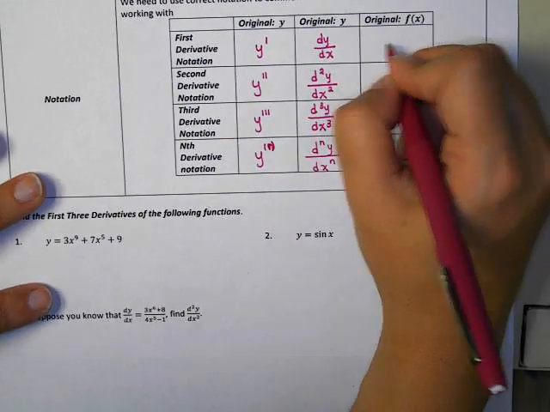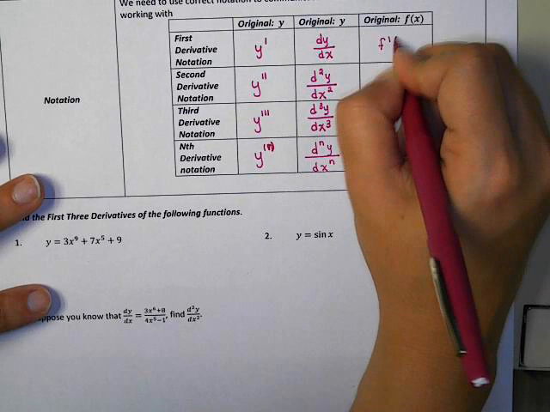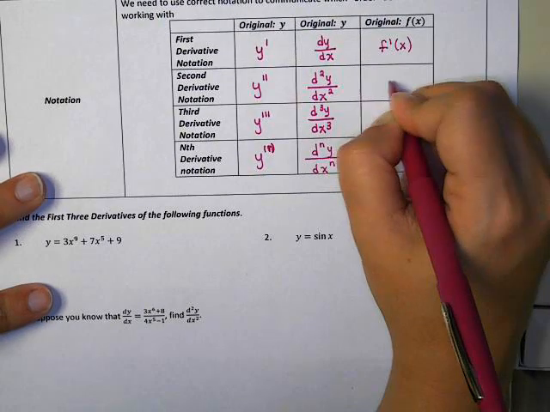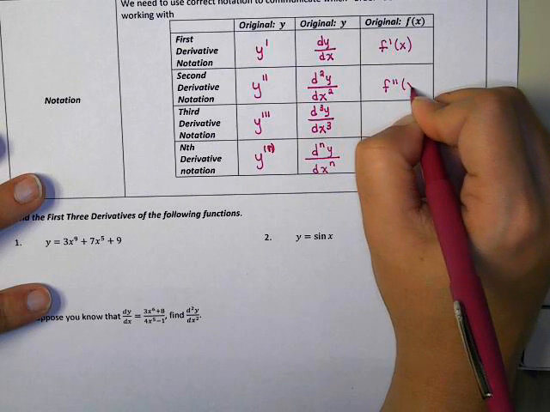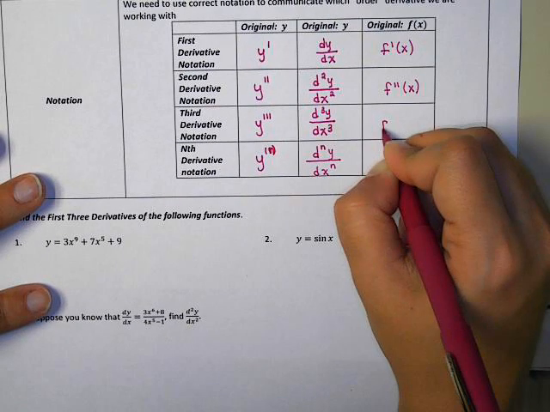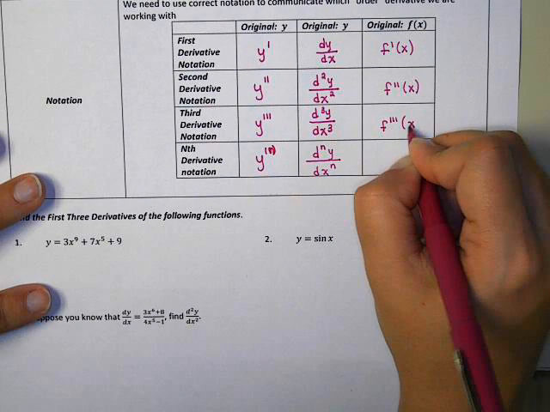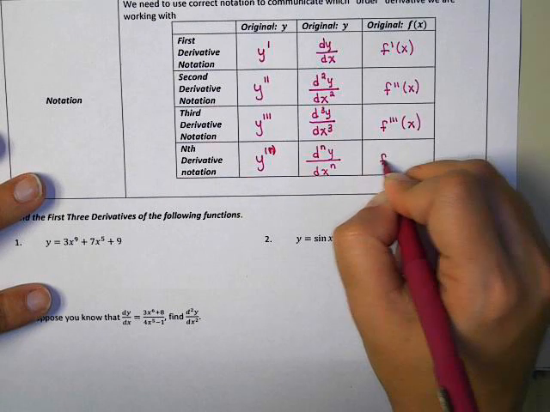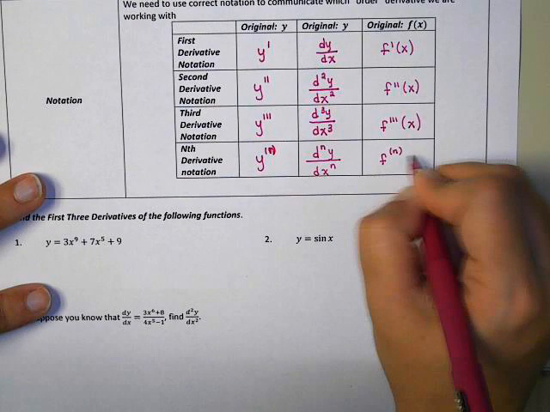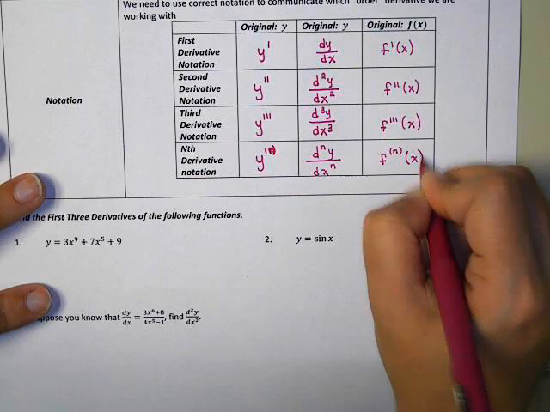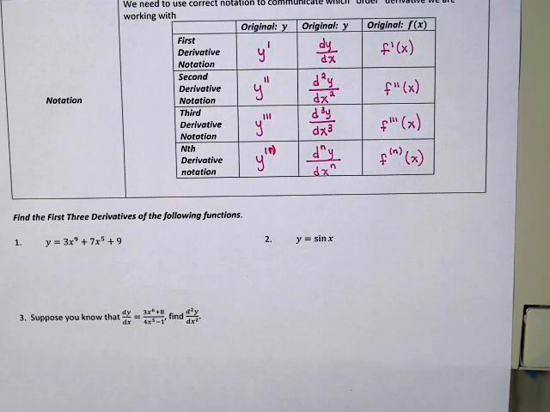If the original was f of x, then we usually write f prime of x for the first derivative, f double prime of x for the second derivative, f triple prime of x for the third derivative, and anything beyond that we usually just put in little parentheses. So if it was a 4, we just put a little 4 in the parentheses.